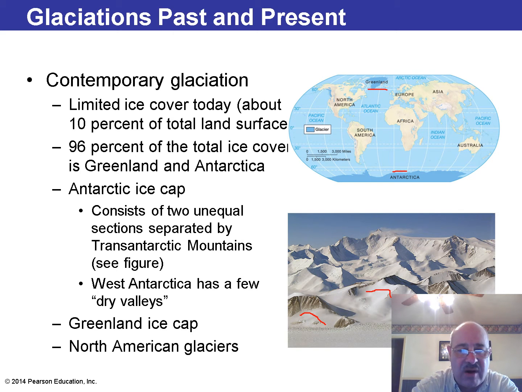So West Antarctica has a few dry valleys. There are actually places that are so low that ice and stuff doesn't get into them. There's no moisture, nothing down there. It's just dry. Okay. And then we've got the Greenland ice cap.